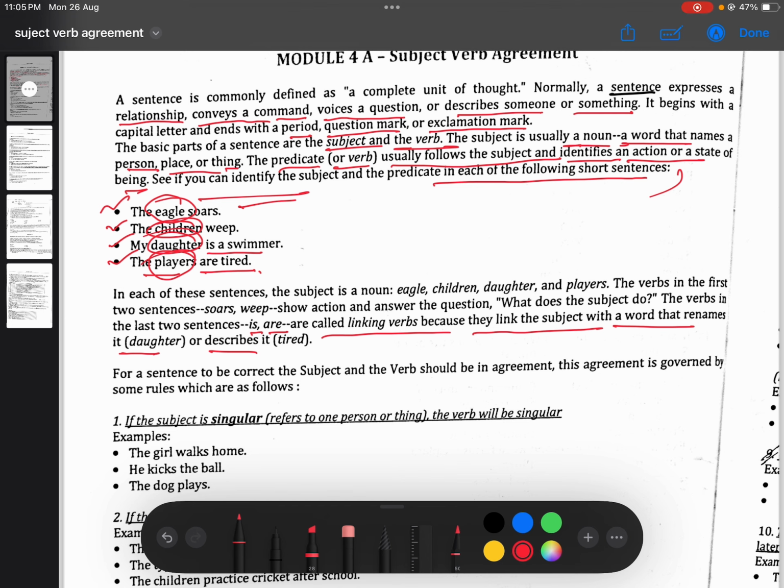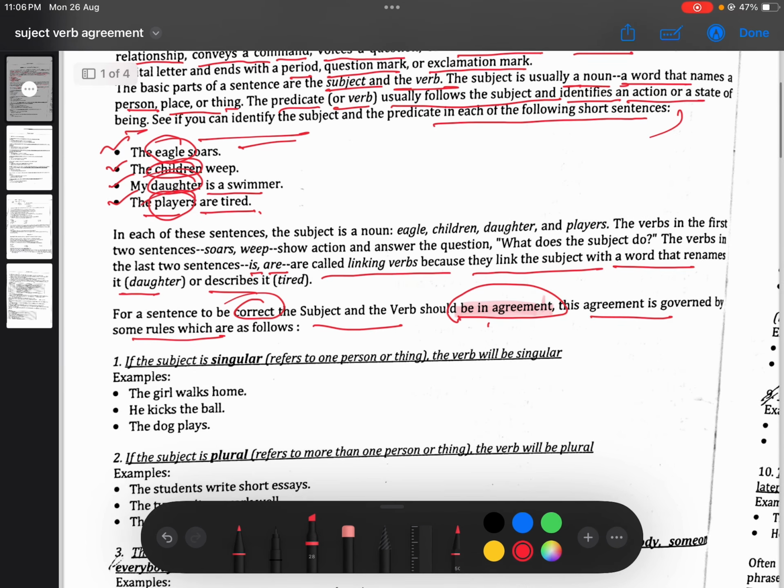Now coming to the next point. For a sentence to be correct, the subject and verb should be in agreement. This agreement is governed by some rules.